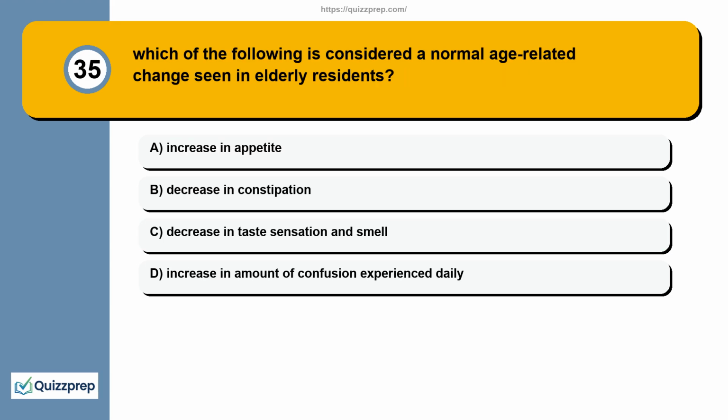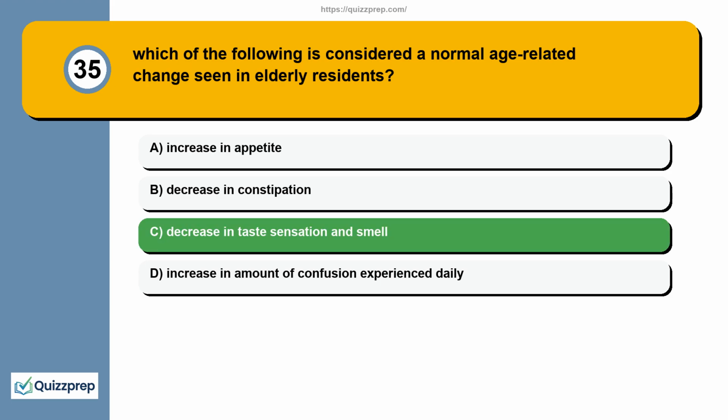Question 35. Which of the following is considered a normal age-related change seen in elderly residents? Option A, increase in appetite. Option B, decrease in constipation. Option C, decrease in taste, sensation and smell. Option D, increase in amount of confusion experienced daily. The correct answer is option C, decrease in taste, sensation and smell.